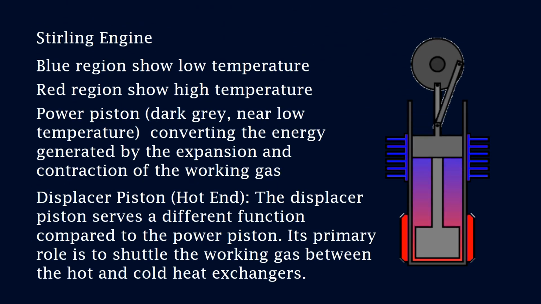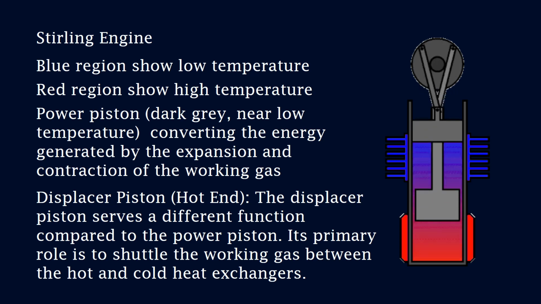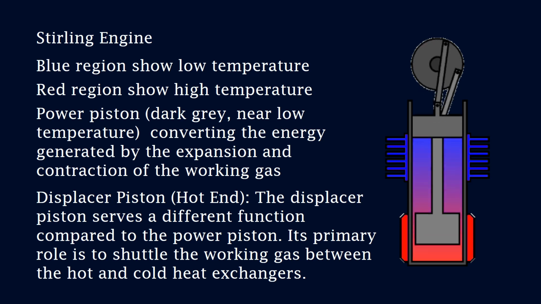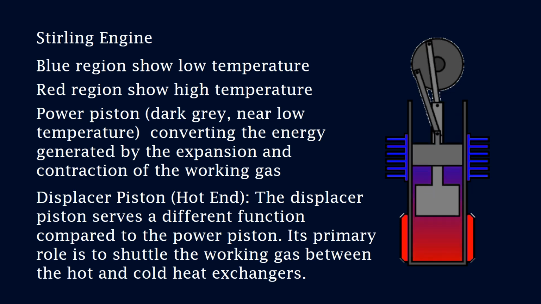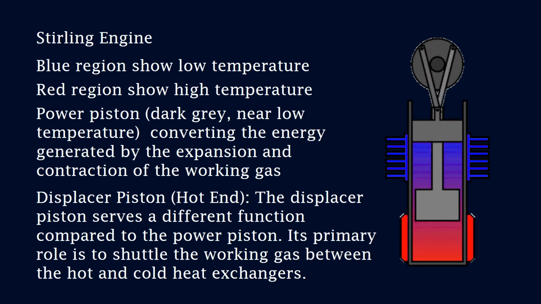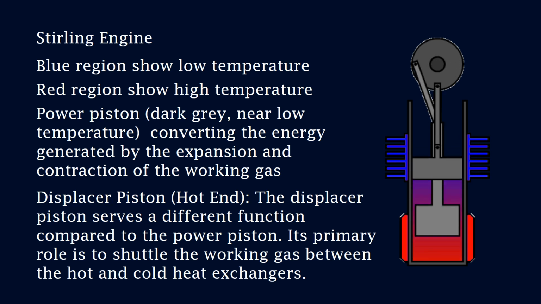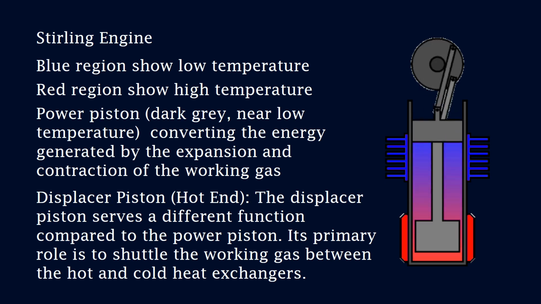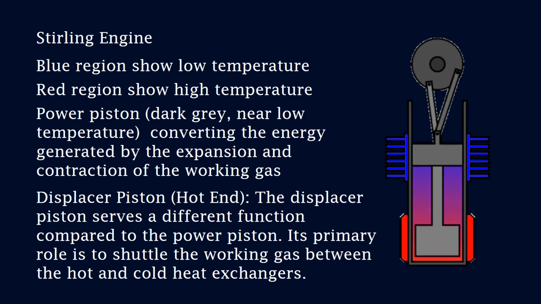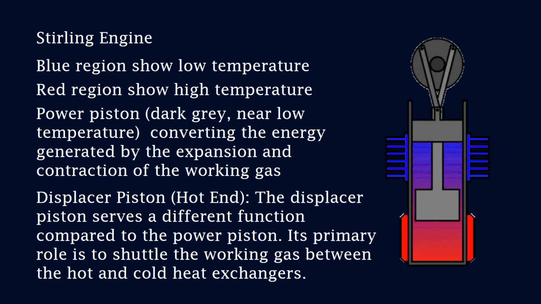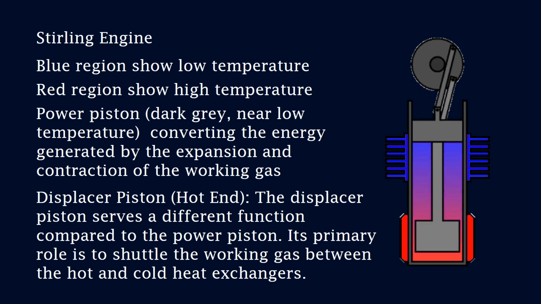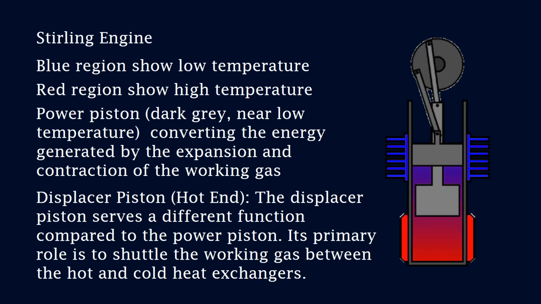Now let's apply our understanding of work and heat transfer to a real-world example, such as the Stirling engine, illustrating the principles of gas compression and expansion. The Stirling engine is an example of gas compression and expansion, where work is done on the gas during compression, leading to an increase in temperature, and work is done by the gas during expansion, resulting in a decrease in temperature.